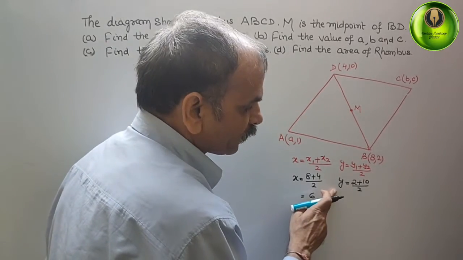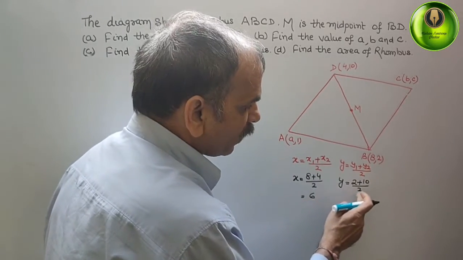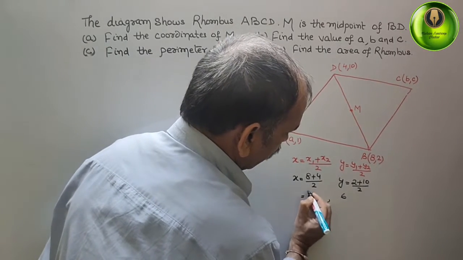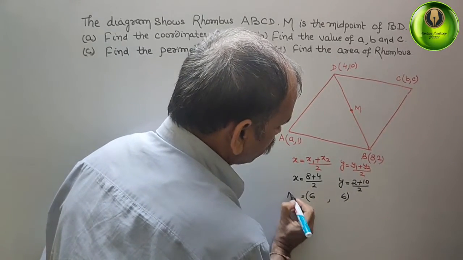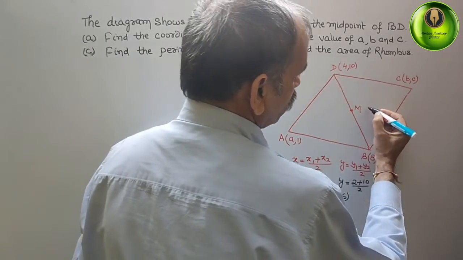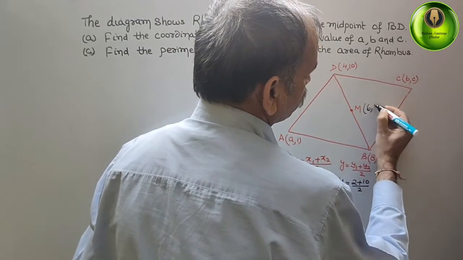And here again 12 by 2 is 6. Therefore, the coordinates of M are (6, 6).